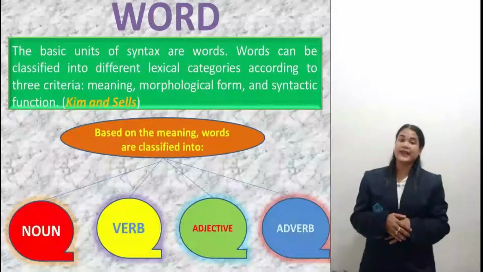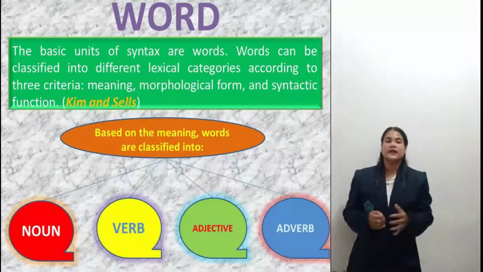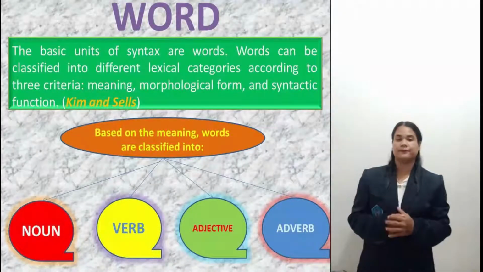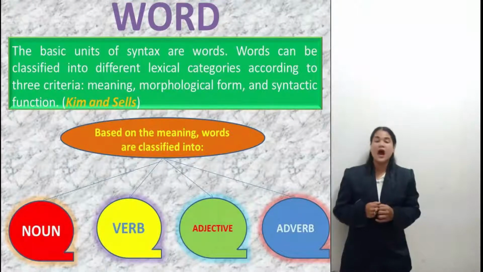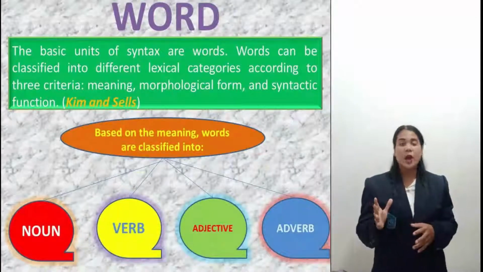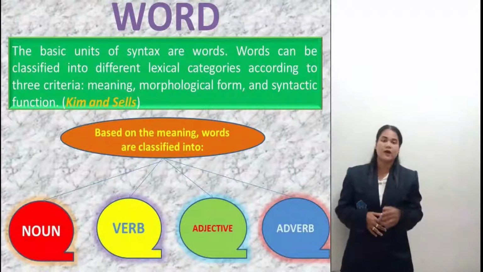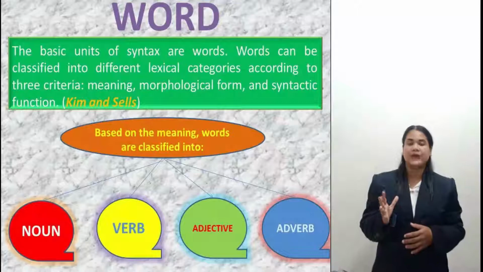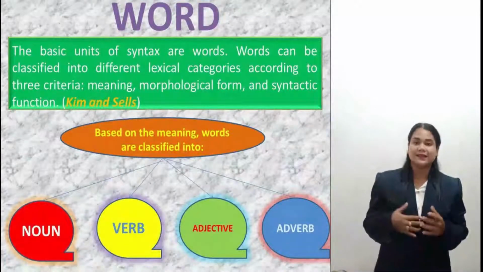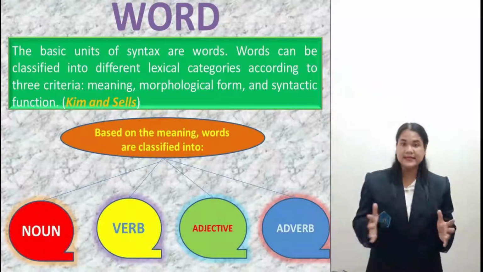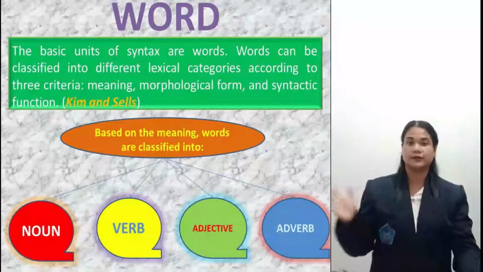C. Adjective. Adjective refers to a property. Adjectives cannot have tense marking. However, they can take comparative and superlative forms. And last, adverb. Adverb refers to the manner, location, time, or frequency of an action.